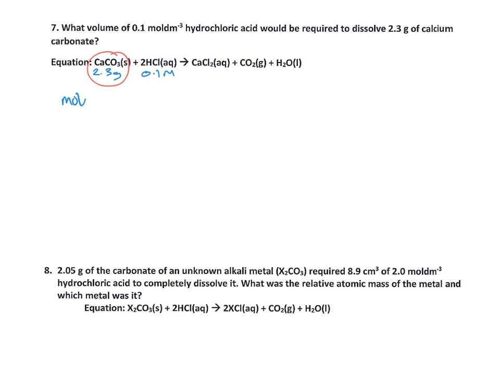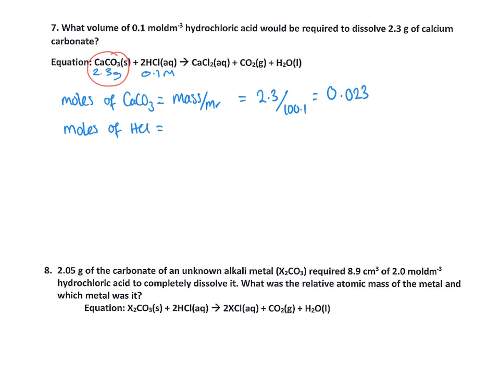So we can do moles of calcium carbonate is equal to mass over MR. So it's 2.3 divided by 100.1, which is 0.023. It's a 1 to 2 ratio. So the moles of HCl are going to be equal to 2 times the moles of calcium carbonate.